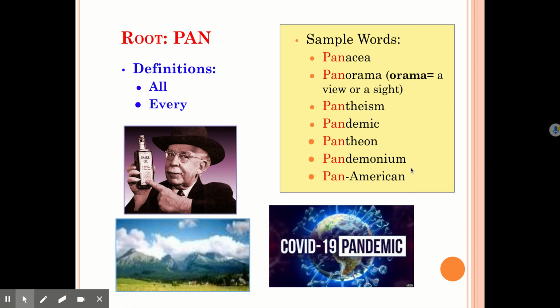Then we have pandemonium, a situation in which there is a lot of noise from people who are angry, confused, or frightened. So this usually happens after something really terrible has happened. So maybe it could be some kind of natural disaster in which there's a lot of confusion and people who are scared and frightened. And then finally, we have Pan-American, of pertaining to or representing all the countries or people of North, Central, and South America.